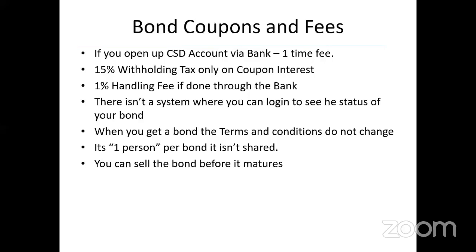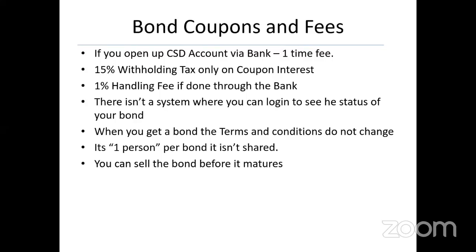And then if you go through the bank, most banks will charge a 1% handling fee of your discount interest. So that's 66,000, they'll get a 1%. When they get it, I think for my bank, they get it once the auction goes through. So make sure you also account for that amount in your bank account as well. And then the fourth thing is there isn't any system that you can log in to see the status of your bond like you would do with internet banking.